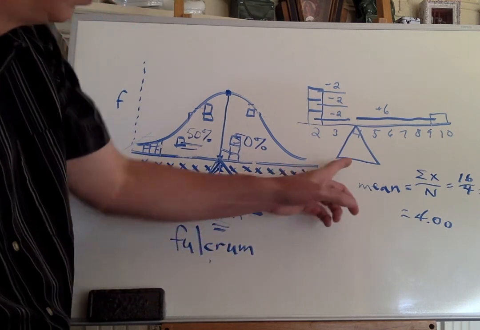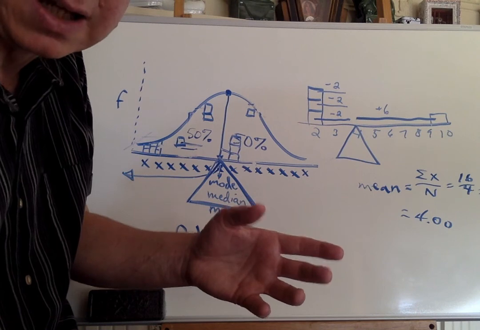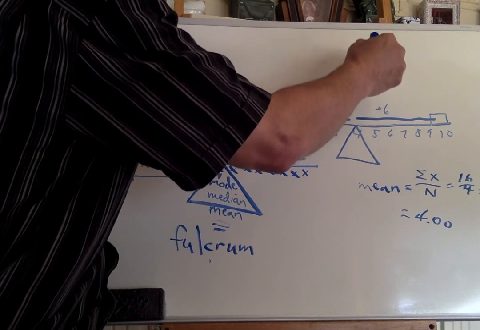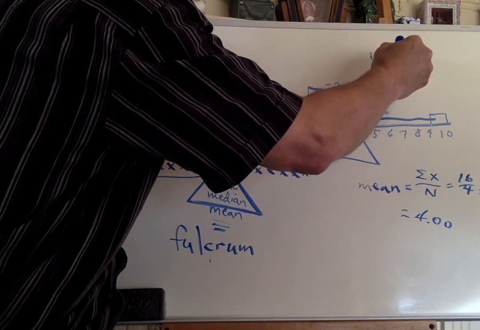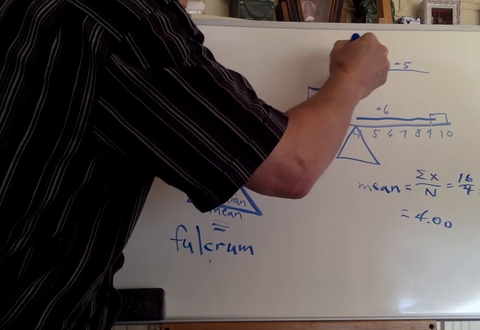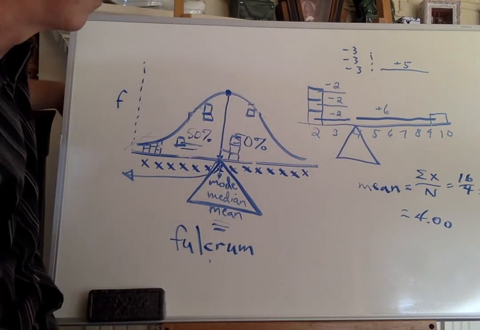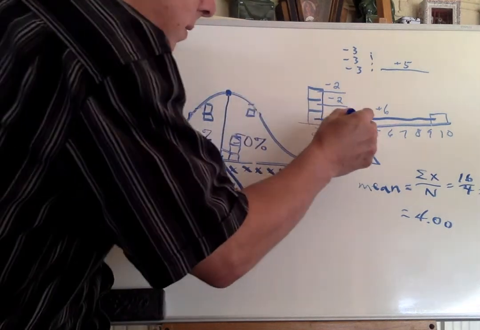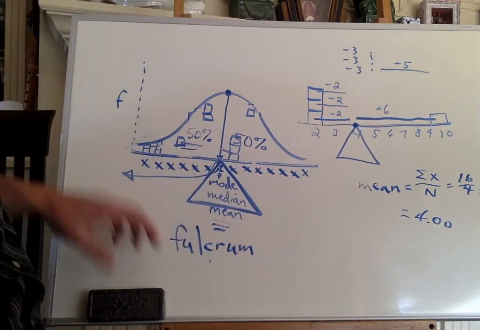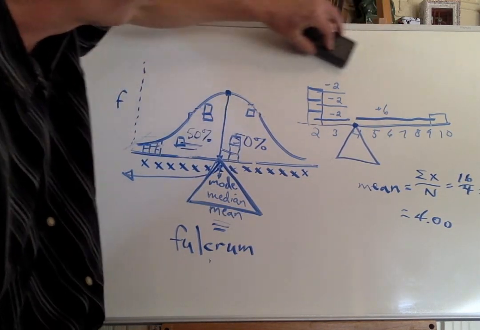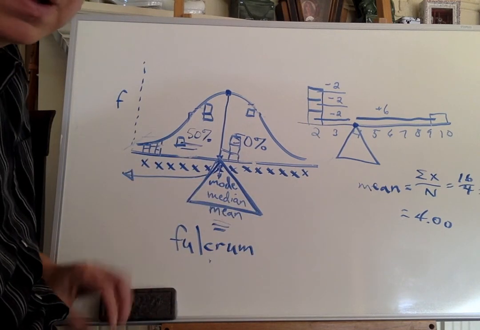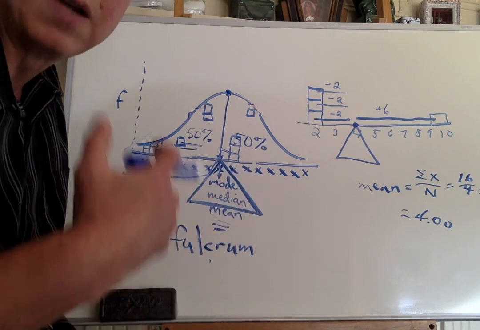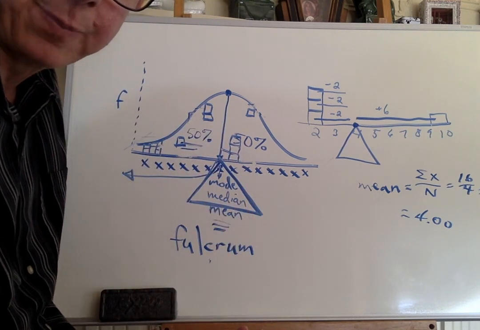Suppose we made a mistake and we said, oh, the mean is 5. Well, if we had the mean at 5, then we would have plus 5 here, minus 3, minus 3, minus 3. And of course, that wouldn't balance, okay? There's only one place, this point right here, where the distribution balances, and that point is our mean. Now that concept is still pretty obscure, but we'll talk about that as the semester unfolds, okay?